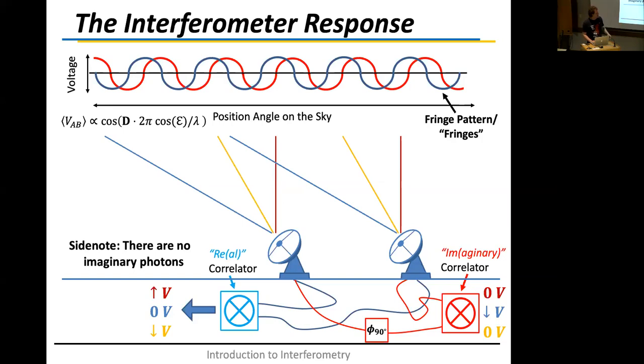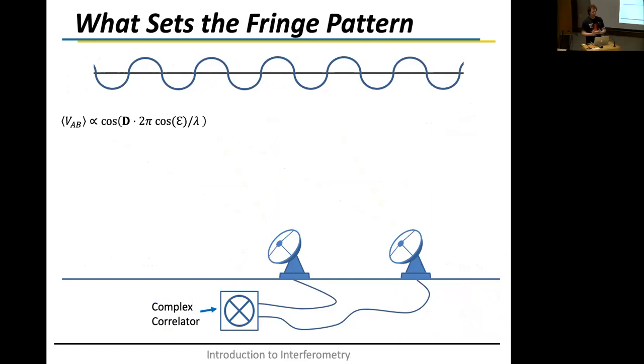Just a side note, real and imaginary is really just shorthand for cosine and sine. There are no imaginary photons. There are no imaginary values. It's just a mathematical simplicity. So imaginary things are actually real. They're just imaginary in the mathematical sense. Typically speaking, you can have two separate correlators that record this output. What's more common is that these things get combined into one correlator that does both the real and imaginary pieces. And so we just have the one correlator output here. Just for simplicity's sake, I'm only plotting the cosine pattern up here.